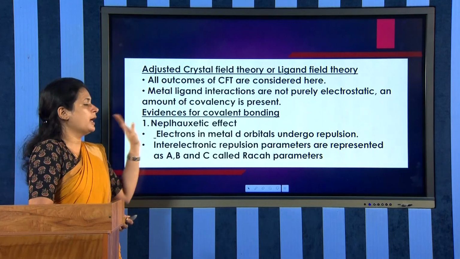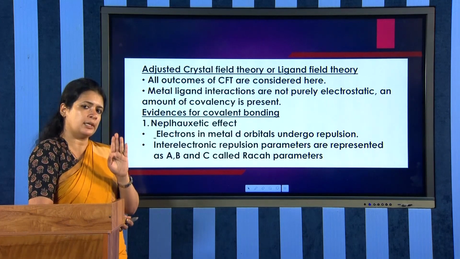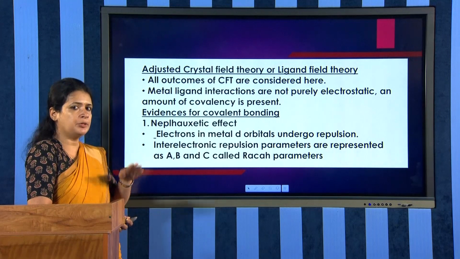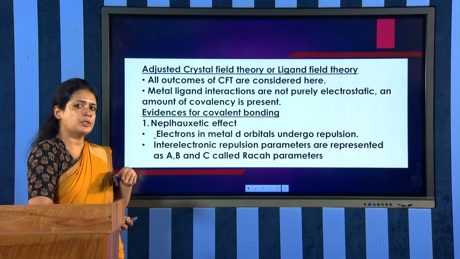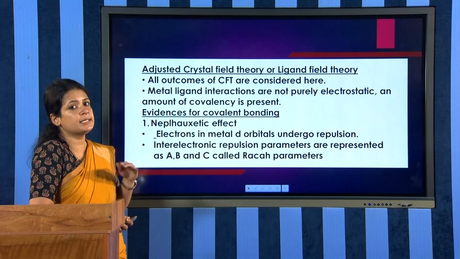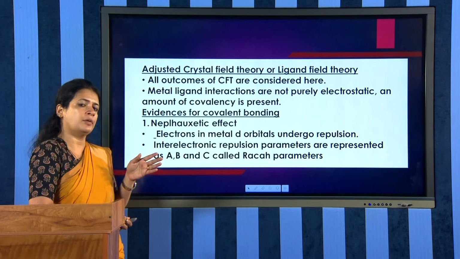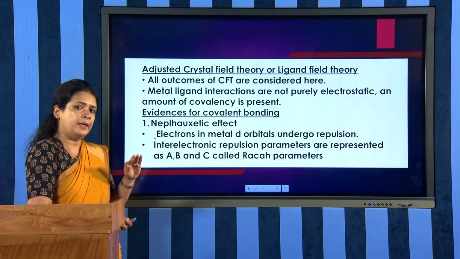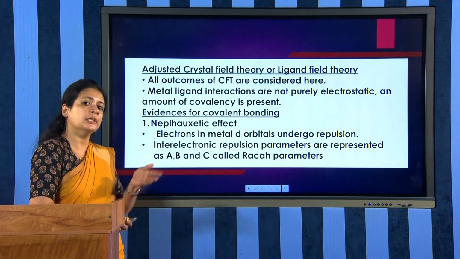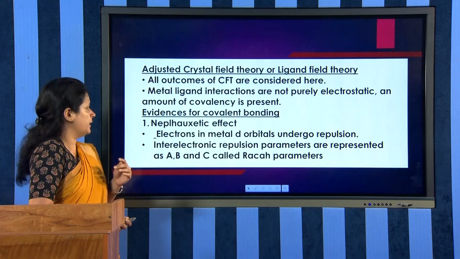That is, some kind of covalency is considered in the ligand field theory. That was the advantage, or that is why it is called adjusted crystal field theory. That is, all the outcomes were considered from the crystal field theory, but additionally covalency was included in the ligand field theory.